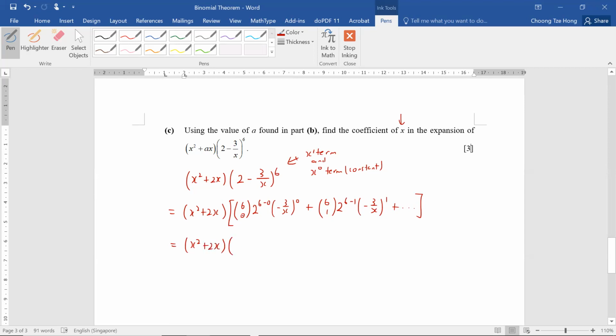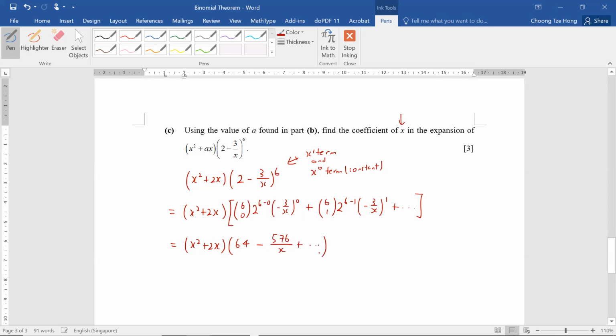So 6 choose 0 is 1, times 2 power 6. Then negative 3 over x power 0 is just 1 also. So down here will be 64. For the next one, you just work everything out: 6 choose 1 is 6, times 2 power 5, times negative 3. So you will get negative 576 over x.